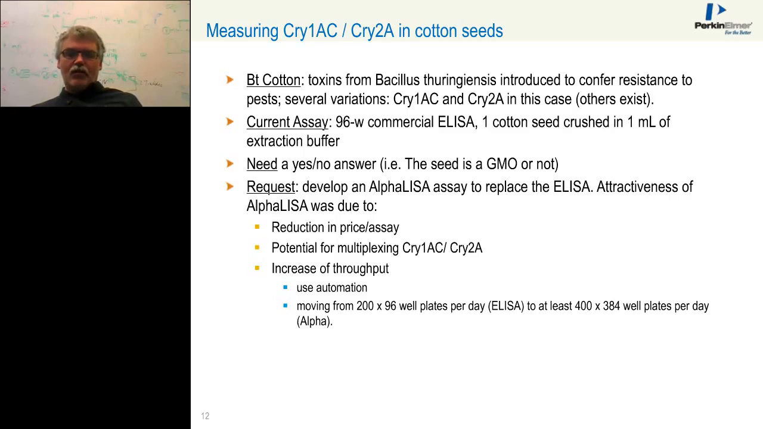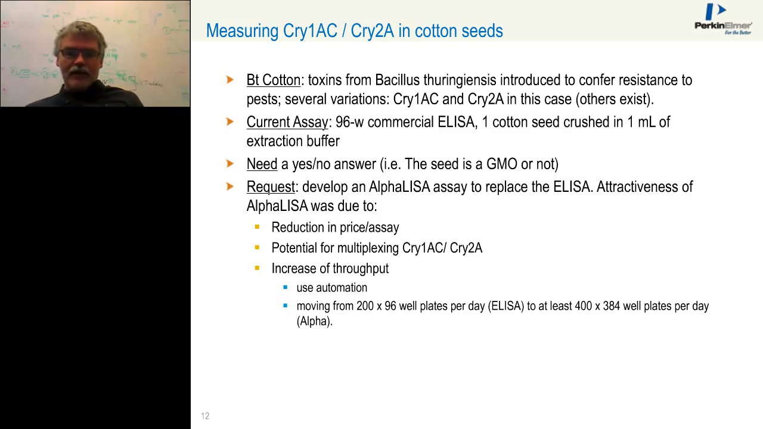So the request here was to replace the ELISA with AlphaLISA for several reasons. First of all, the goal was to reduce the price of the assay, to introduce the potential of multiplexing at least two of the proteins, and to increase the throughput by increasing the use of automation and moving to smaller well plates, like 384-well plates, so the throughput can be massively improved. We looked at it and decided this would be feasible. So then we started to work on it.